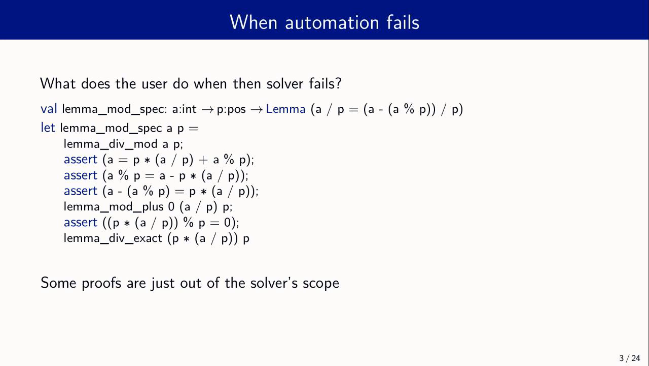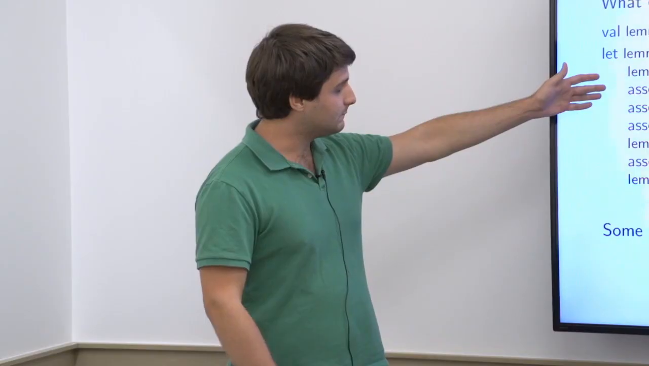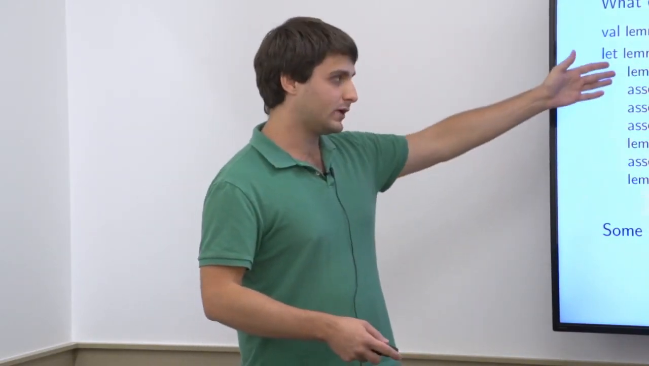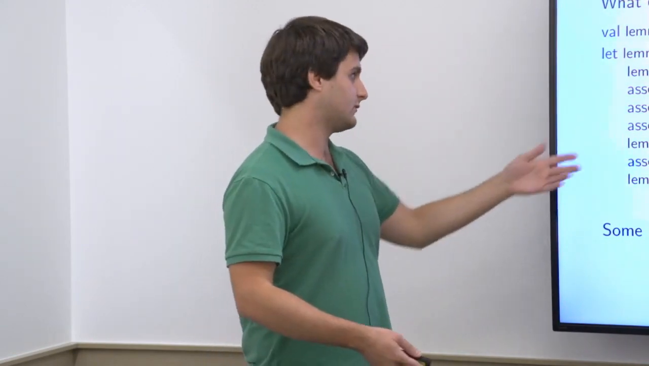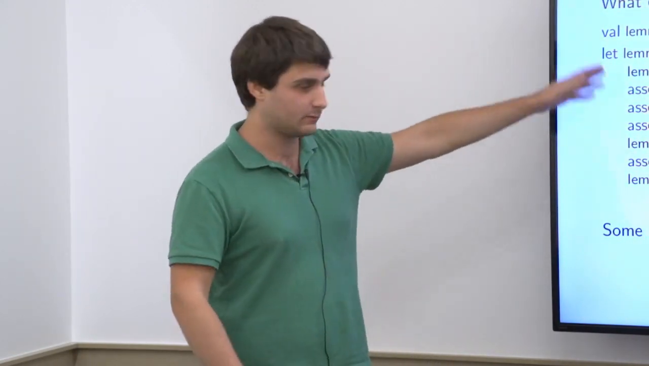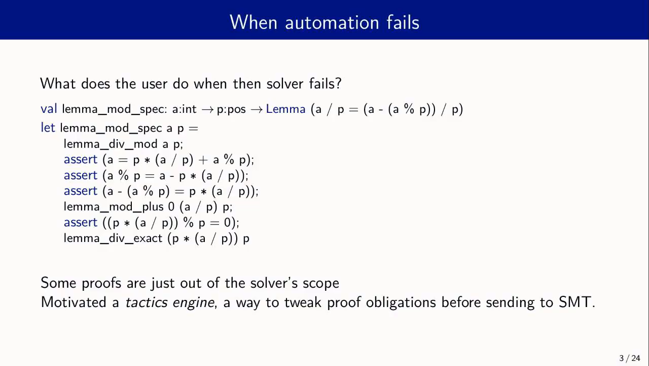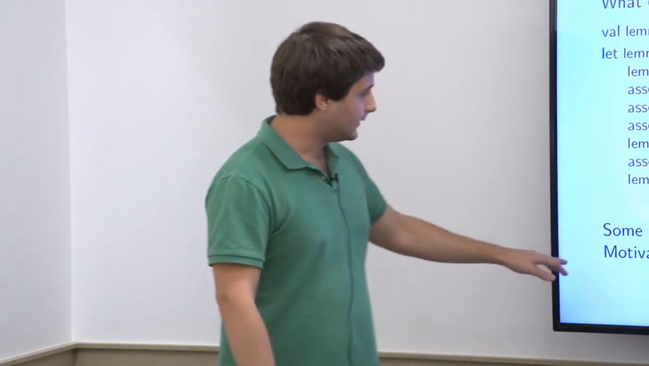So some proofs we want to do are just out of the solver scope. The solver will not find them efficiently or reliably, and we cannot do them efficiently as programmers or as verifiers by finding all these lemmas, writing all these assertions. It takes a long time. So at this point it was the main motivation for a tactics engine, which we started last year actually. So this is partly repeating the talk that I gave last year, I guess.